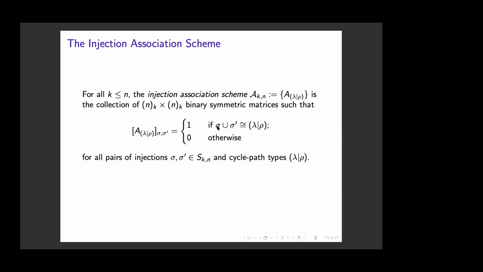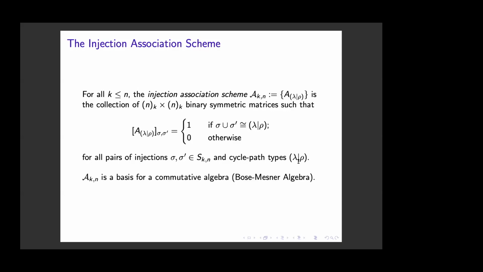Association schemes, if you haven't seen them before, are very nice commutative algebras that are often combinatorially inspired, and they pop up in a lot of applied scenarios. Our injection scheme is just a collection of binary matrices indexed by injections. For two injections sigma and sigma prime, there's a 1 in the corresponding entry if, when I take their graphical union, I get the cycle type lambda, rho. Remember that lambda keeps track of cycles in this isomorphism type, and rho keeps track of paths. It's a 0 otherwise. We do this for each cycle-path type.